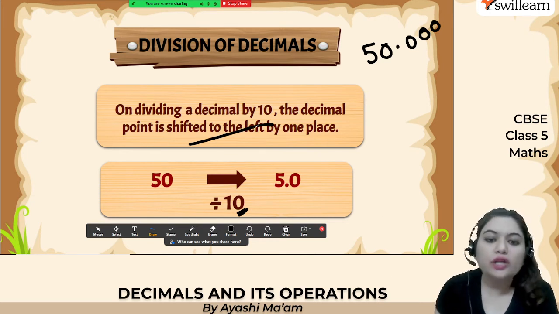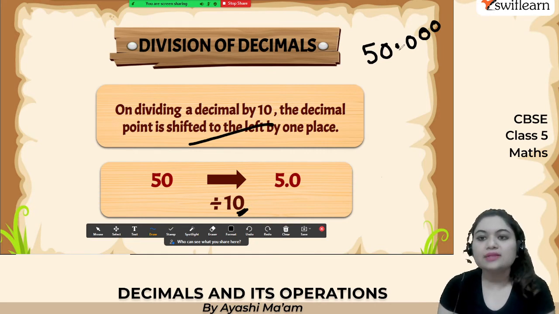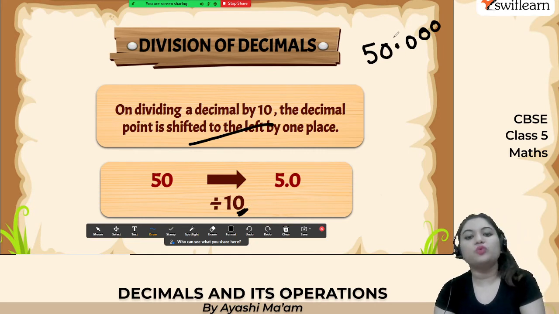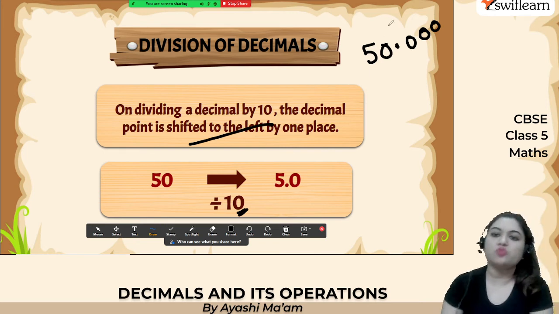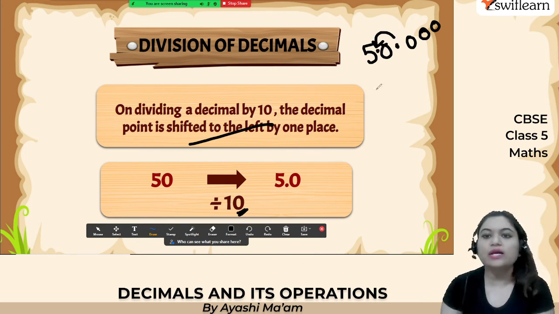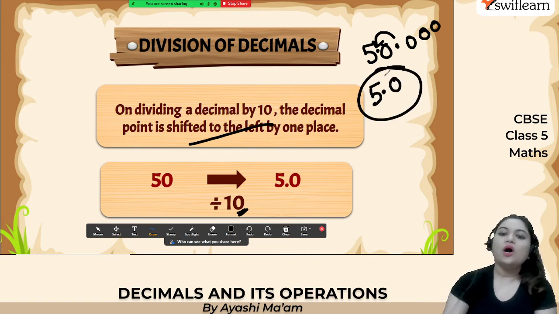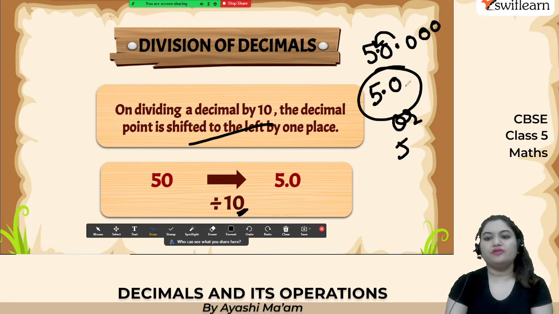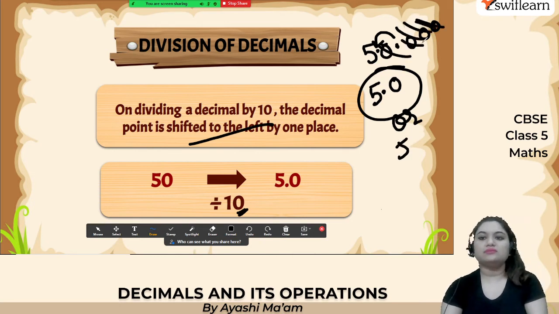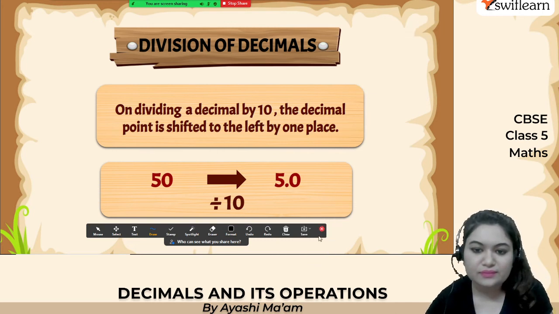So now what you can do is, because there is 1 zero in 10, you simply take this decimal and move left 1 place. Because there is 1 zero, we will move left by 1 digit and the decimal will come here. So your answer will be 5.0, right? Or you can simply write 5, because these trailing zeros have no value.